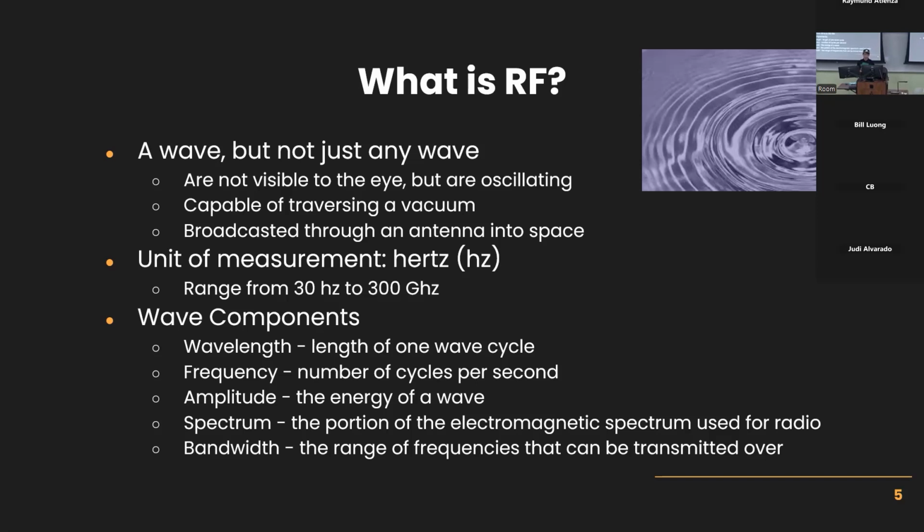The main wave components are wavelength, frequency, amplitude, spectrum, and bandwidth. Wavelength is just the length of one wave cycle. It's just one pattern before the wave repeats. The frequency is the number of cycles per second, and the amplitude is the energy, or the highest point of a wave if you look at it on a chart. The spectrum is the allocated portion of the electromagnetic spectrum, in this case used specifically for radio. And the bandwidth is the range of frequencies that can be transmitted over. This can also be regarded as the amount of data you can transmit.